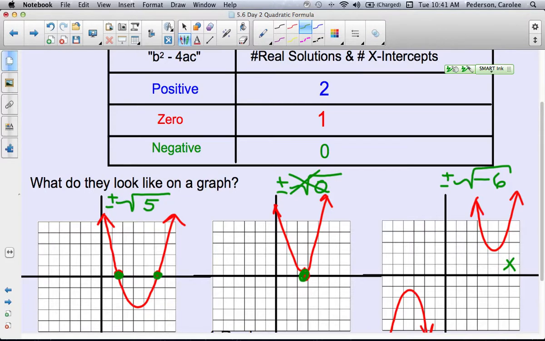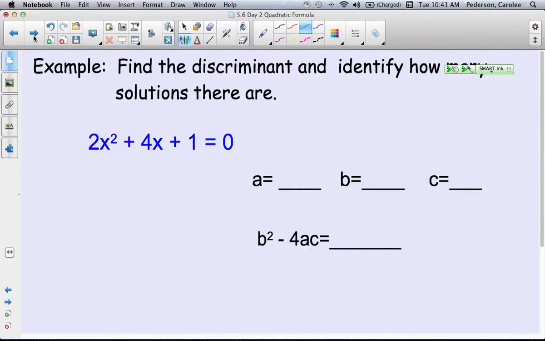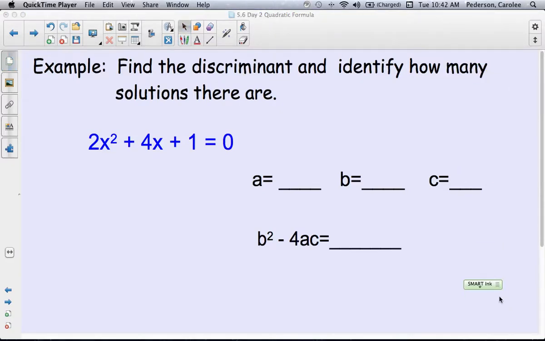So let's go on to our first example. This is what I would recommend you write down. Find the discriminant and identify how many solutions there are. How many real solutions. So we have a quadratic equation, 2x squared plus 4x plus 1 equals 0. And we want to identify the discriminant. We're not asking you to go out and find what the zeros are at this point.